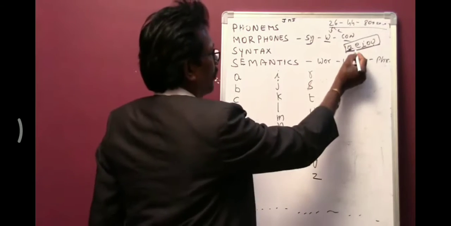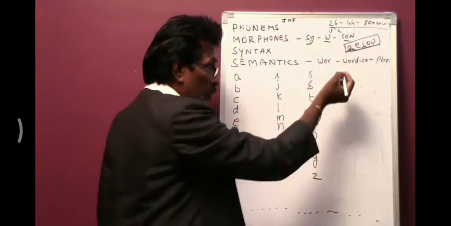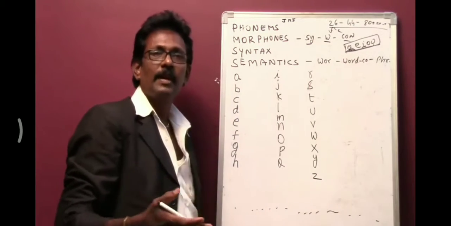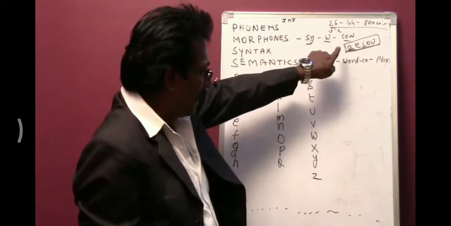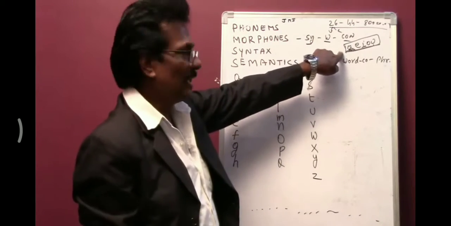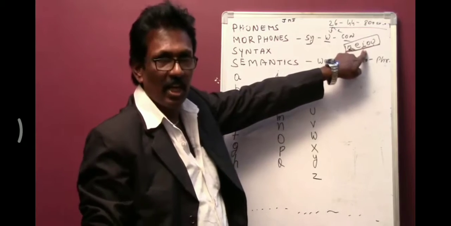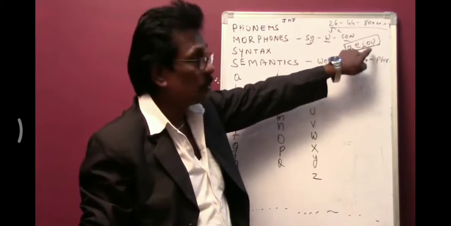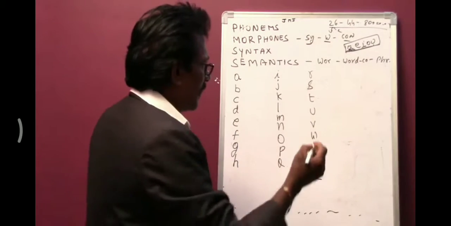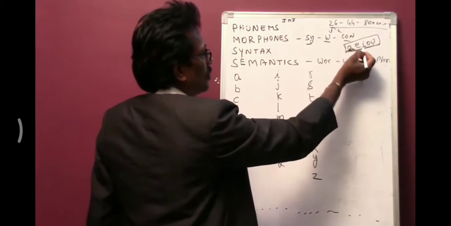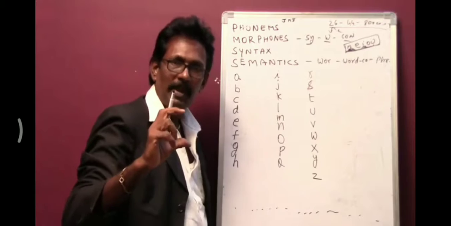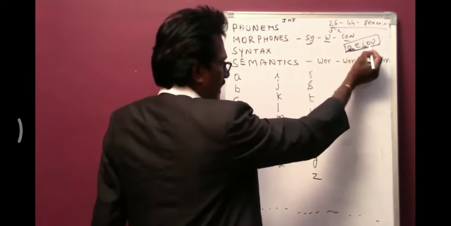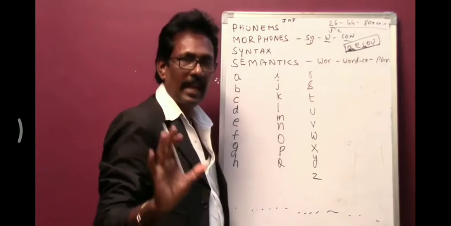For example, wake. If you join A to wake, it becomes awake. Awake means A changes its sense. Now, literate. If you join I to literate, it becomes illiterate. I also adds some meaning to the word. So that is why these 2 are called having semi meanings but not full meaning. And E, O, U will not give any meaning.